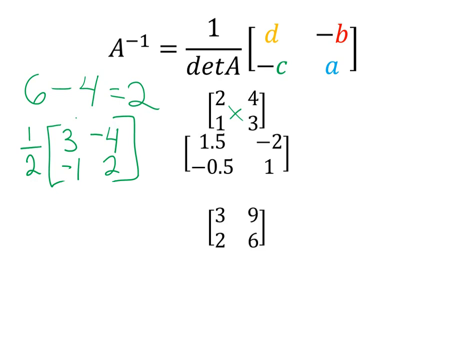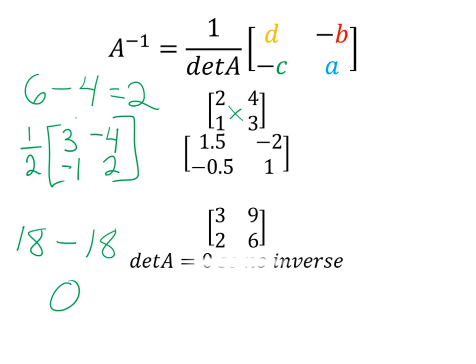Now we would do the same thing on the next one. So down, 3 times 6 is 18, minus 9 times 2, 18, and we get 0. So since we have a 0 as our determinant, we would say that it does not exist, or there is no inverse for it. So no inverse for that one, and right then we're done.